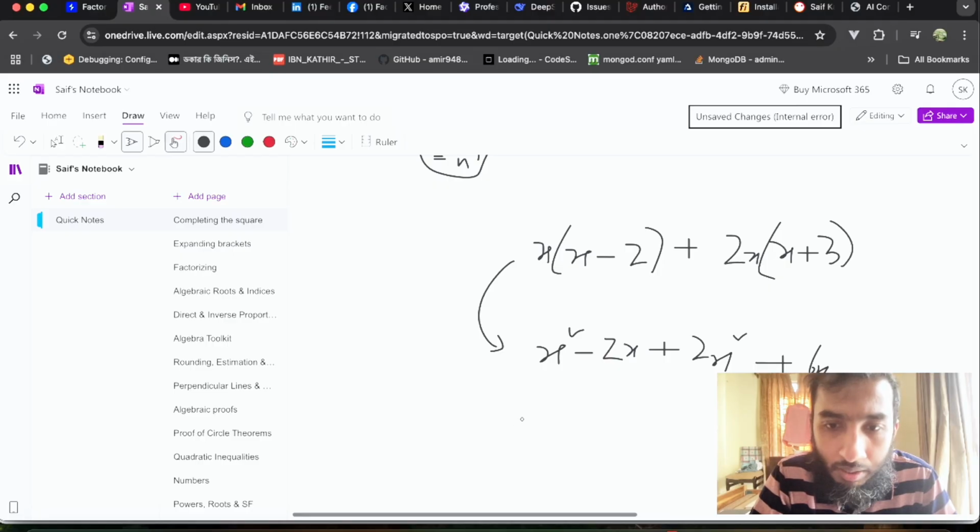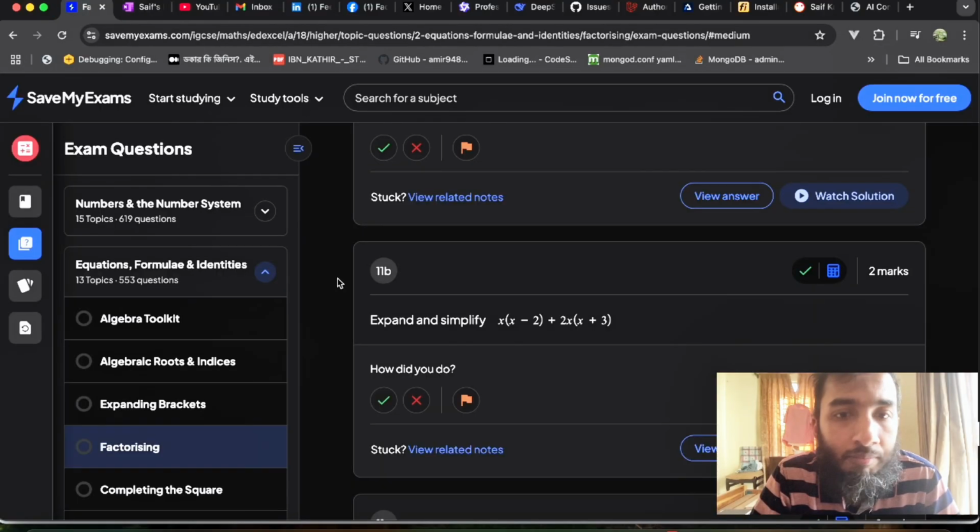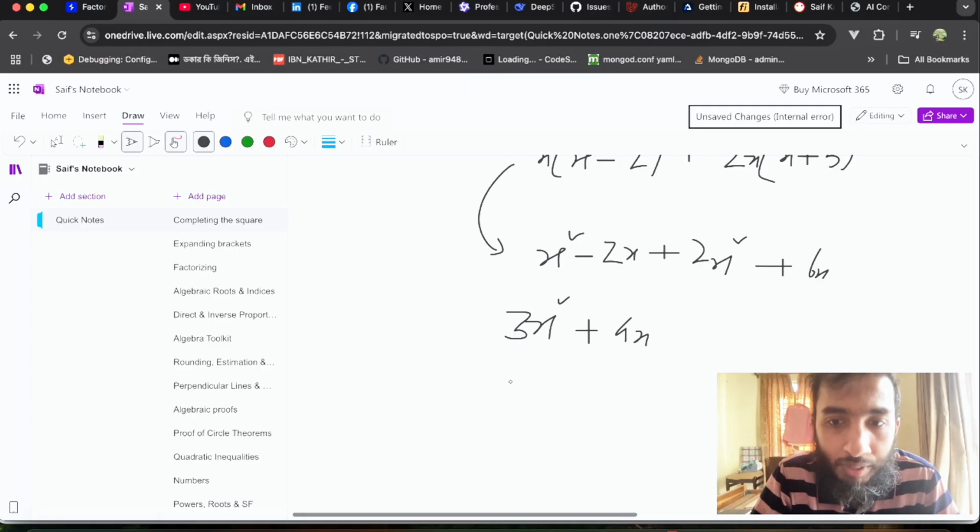So what do we get in total? x square minus twice x plus 6x, so it's plus 4x, and x square plus twice x square is thrice x square, so we get thrice x square plus 4x. Okay, so you have to expand and simplify. I've expanded it, now I have to simplify. So what can we do to simplify this expression?